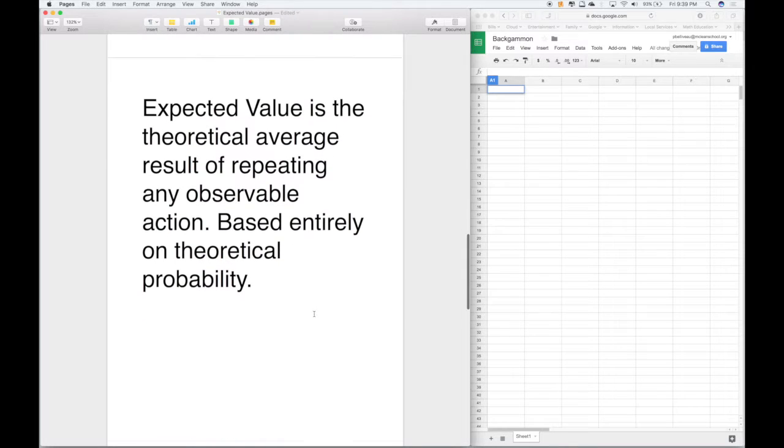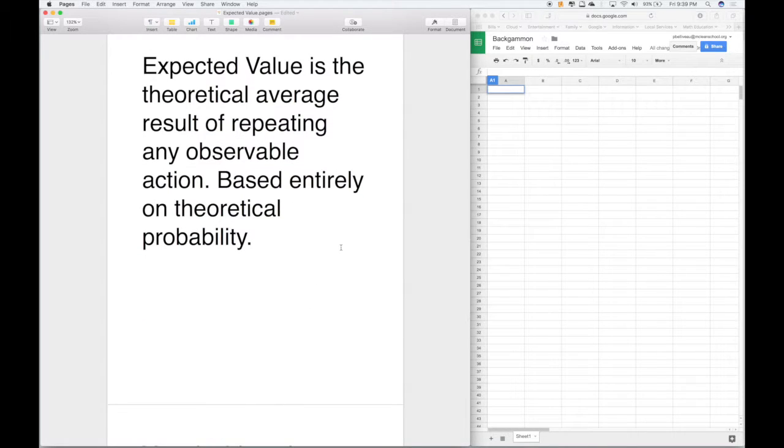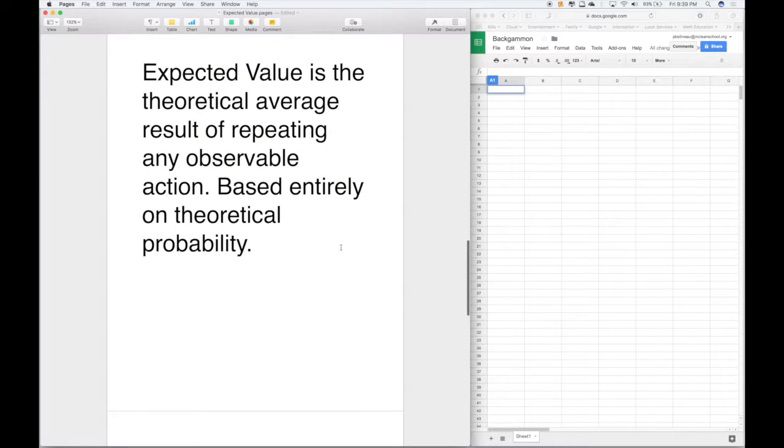What does this have to do with expected value? Well, expected value is the theoretical average result of repeating any observable action. It's what you think will happen, what the theoretical probability predicts will happen if you keep doing the same thing over and over and over again. It's based entirely on theoretical probability.